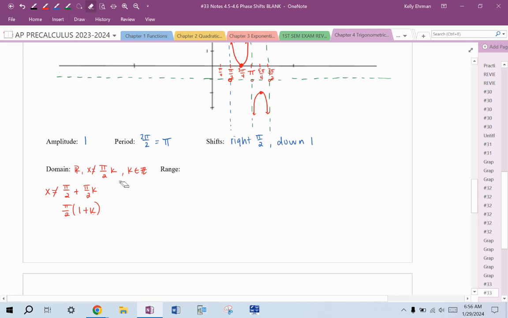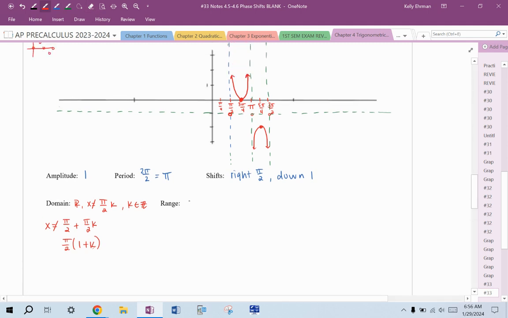All right. What about the range? Range is just getting this from my graph. The bottom branch goes from -infinity to -2. And the top branch starts at 0 and goes to infinity.